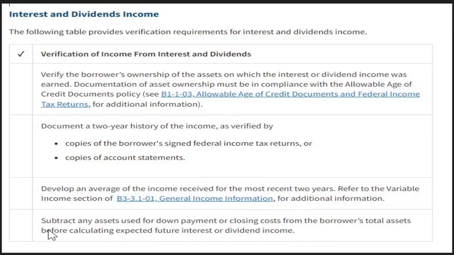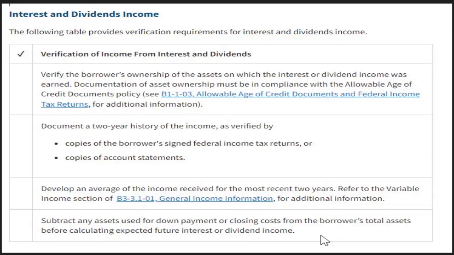Also, as it states, subtract any assets used for down payment or closing costs from the borrower's total assets before calculating expected future interest or dividend income. So like in our scenario, there were 200,000, and 100,000 were withdrawn from the account and paid as a down payment. In that case, we have to look into what interest the borrower is going to get next year from the remaining balance in the bank statement, and accordingly we can utilize that amount in our loan for qualification purposes. I'm very sure this has been clarified to you.